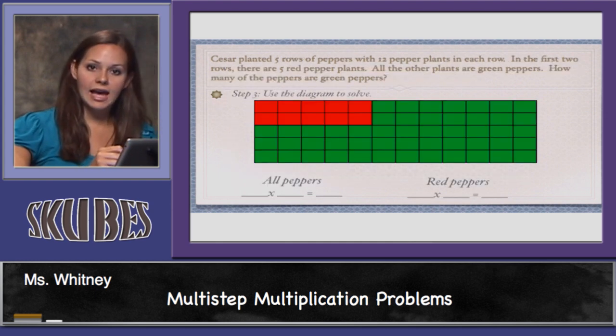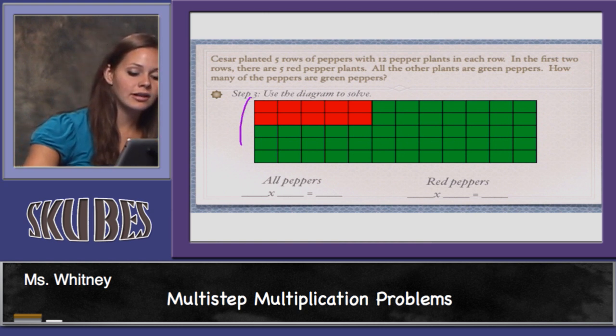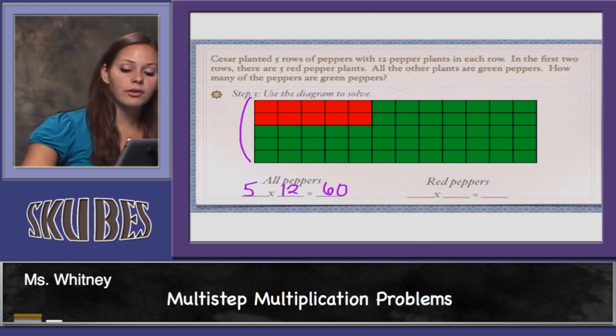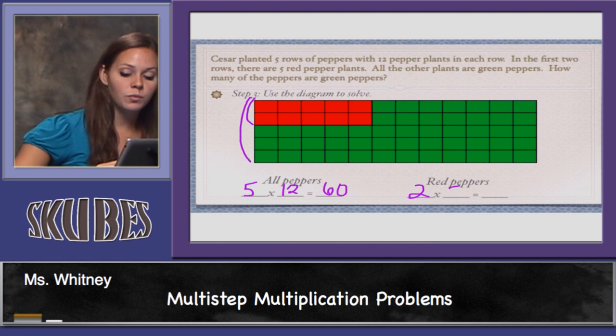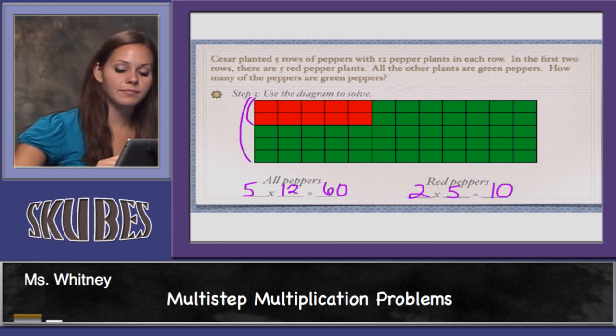Now I'm going to use my diagram to solve. My total number of peppers is 5 rows times 12 in each row, which is 60 total peppers. My number of red peppers is 2 rows with 5 in each row. So that's a total of 10 red peppers.